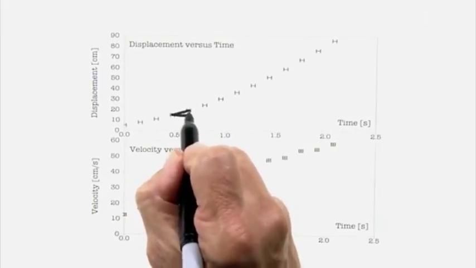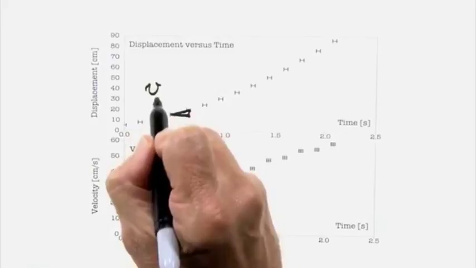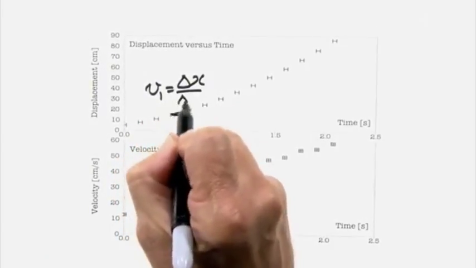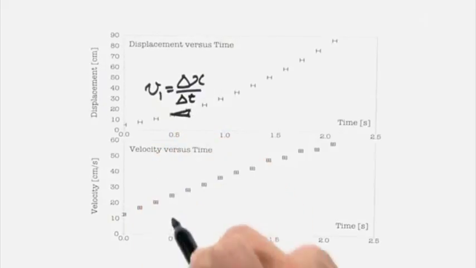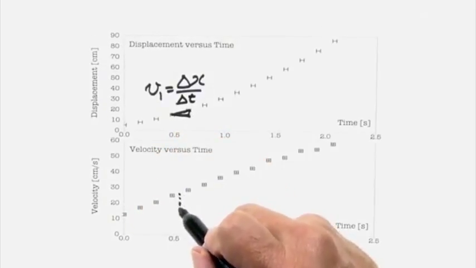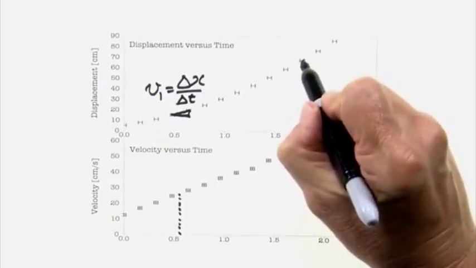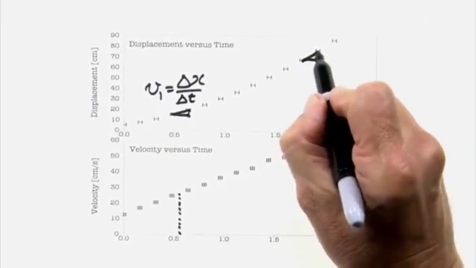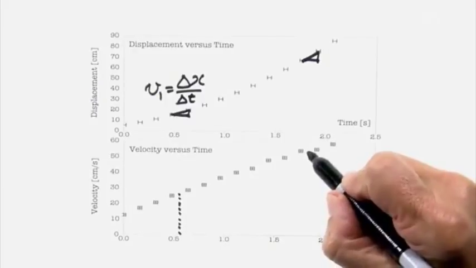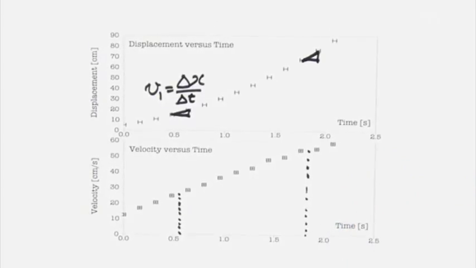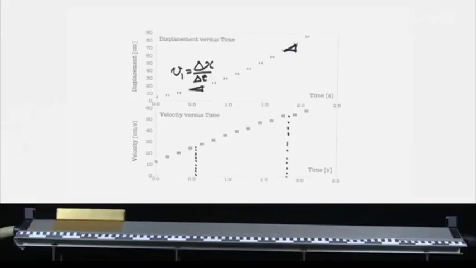Remember, velocity is change in displacement over change in time, so it's the slope of the displacement graph. Slope equals rise over run. Here it's a small slope, so a small velocity. Here the velocity is large because the slider has accelerated. The initial slope gives us the initial velocity, and of course the slope increases in time. The slider is accelerating. It's getting faster over time.